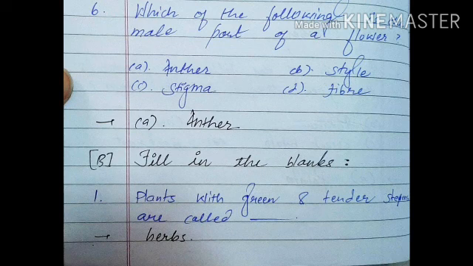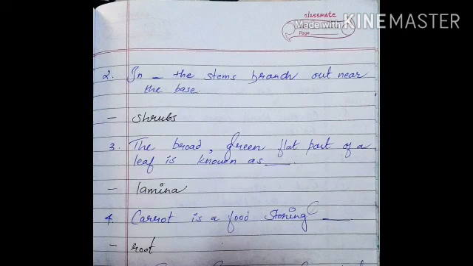B part, fill in the blanks. First is plants with green and tender stems are called herbs. Second one is in dash the stems branch out near the base. The answer is shrubs. Third one is the broad green flat part of a leaf is known as dash.